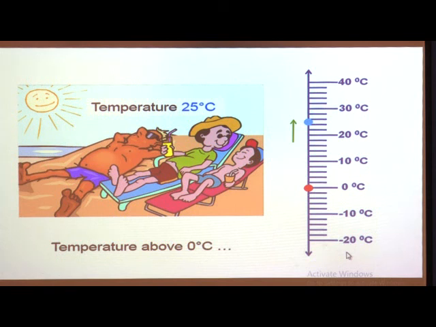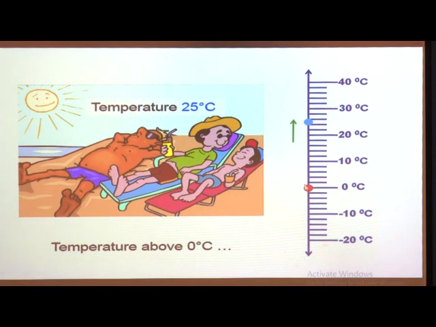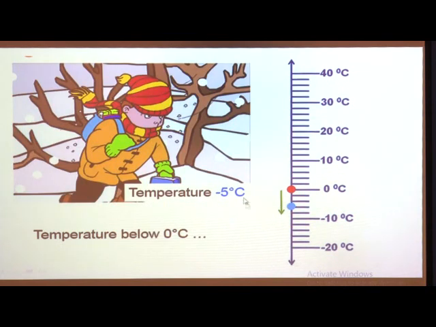So let us see a few more examples. Now see, in this image you can see it's snowfall in a high amount. So the temperature is given here as -5 degrees centigrade. This is the temperature below 0 degrees centigrade, and just now we have seen the temperature above 0 degrees centigrade. If it is above, it is sunny and hot, and if it is below 0 degrees centigrade, then it is very cold, and snow starts falling.